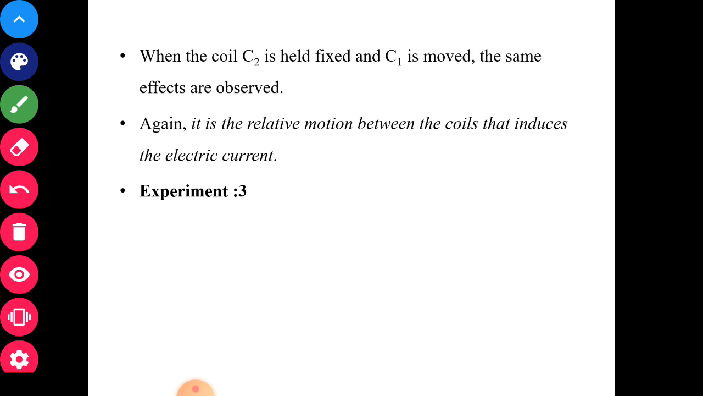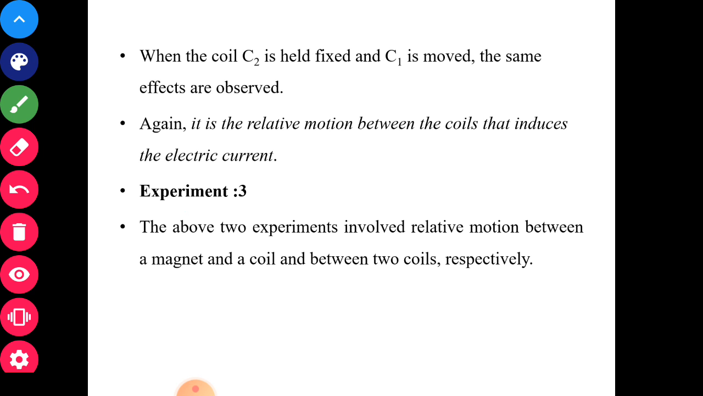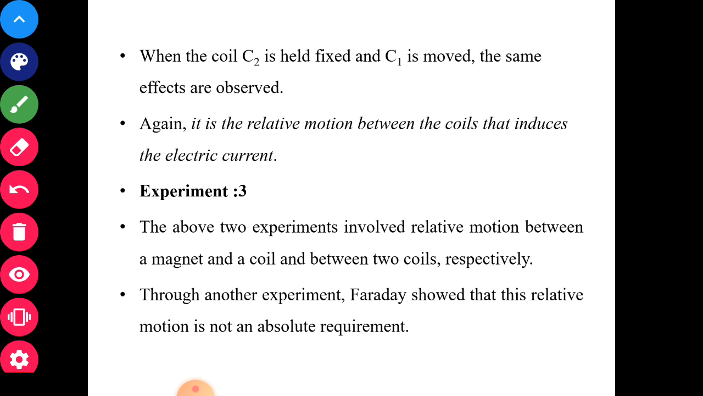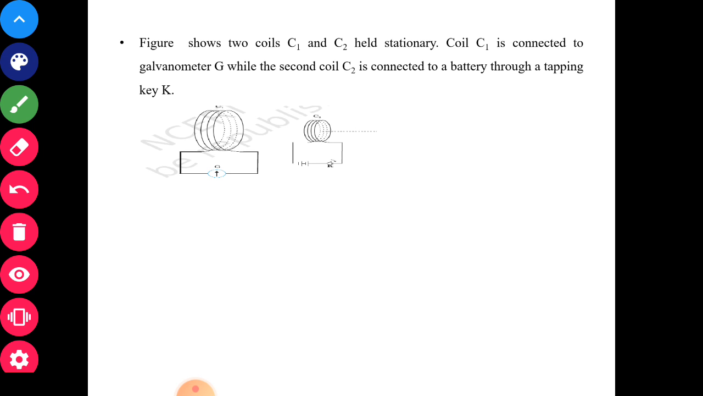Now we move further. Experiment number 3. The above two experiments involved relative motion between the magnet and the coil and between the two coils respectively. So there must be a relative motion. Through another experiment, Faraday showed that this relative motion is not an absolute requirement. Now see, the figure shows two coils C1 and C2, held stationary. Coil C1 is connected to a galvanometer.